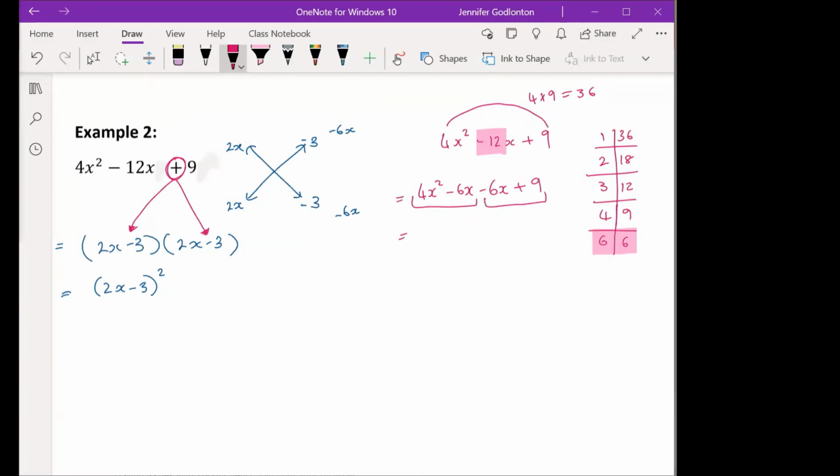We're going to group our first 2 and group our second 2. So when I group my first 2, I'm going to take out 2x, and I'm left with 2x minus 3. Group my second 2, I'm going to take out -3, and I'm left with 2x minus 3. And so my final answer will be 2x minus 3 squared.